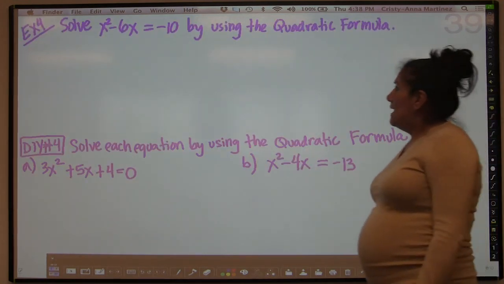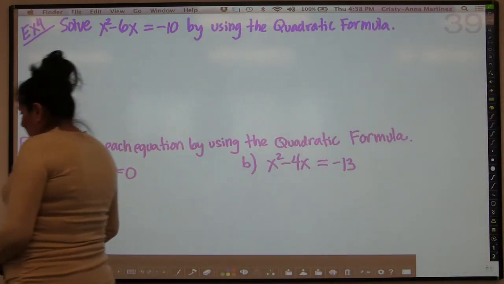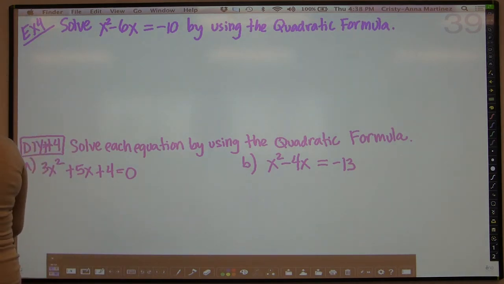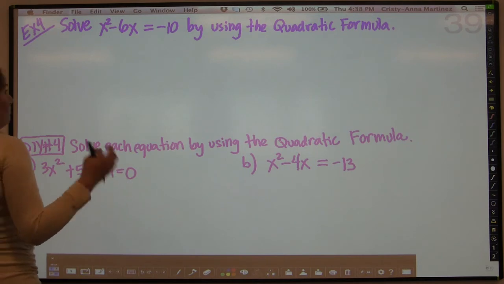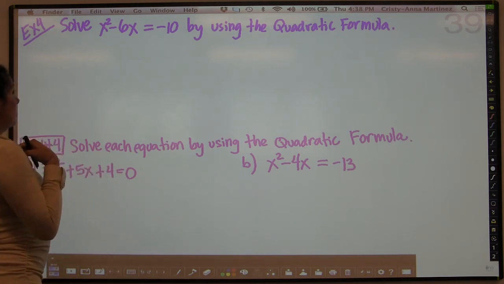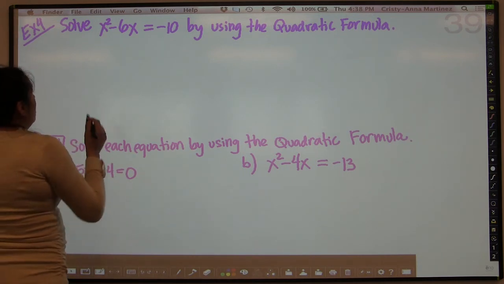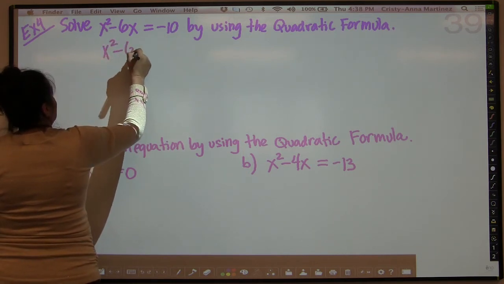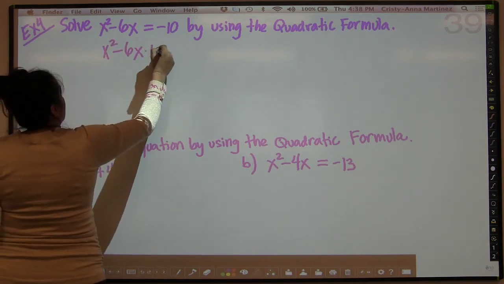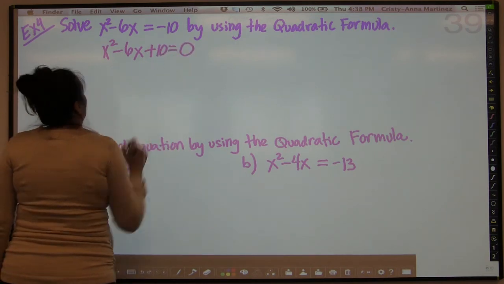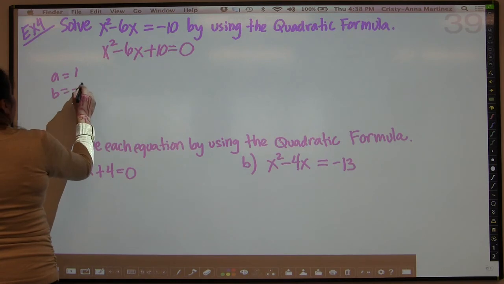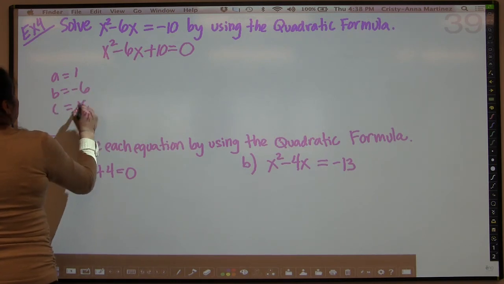And then we go to example 4. And in example 4, we're going to end up with imaginary roots. And lucky for us, we already know how to do that from before. We know how to deal with imaginary numbers, so it shouldn't be a big deal. But this guy needs to get in the right form, x squared minus 6x, I'm going to move the 10 over here, plus 10 equals 0. And so a equals 1, b equals negative 6, and c equals 10.